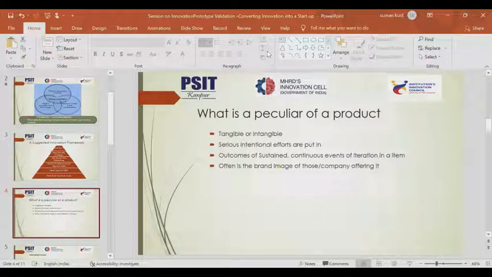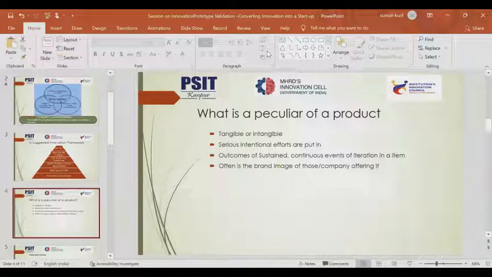The next is the peculiarity. How does this product differentiate itself from the rest of the products? In the market we have a number of products, but how does your product differ from other products, how is it better than them, even if they are from the same segment or similar industry? What is the distinguishing feature of my product? We need to keep this in mind as well.